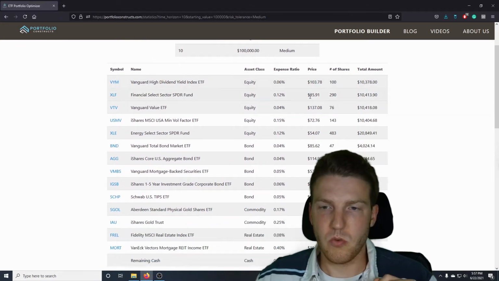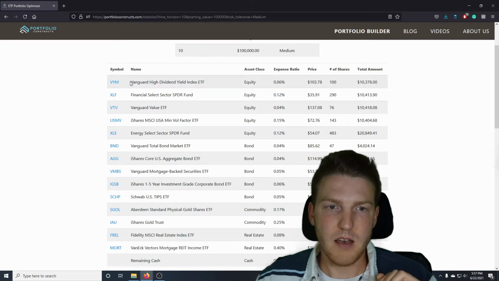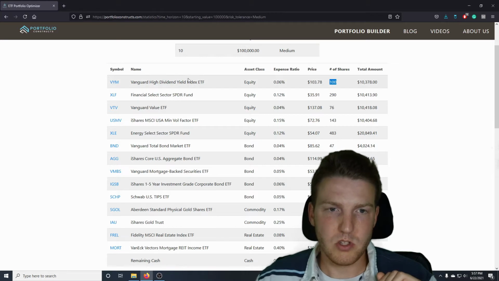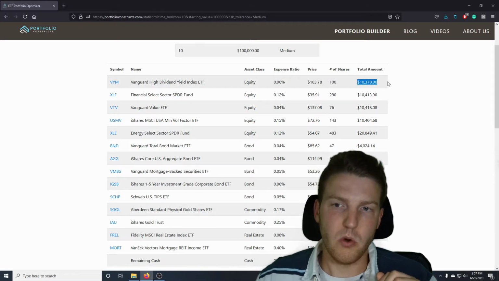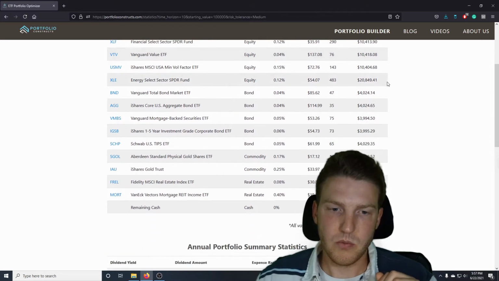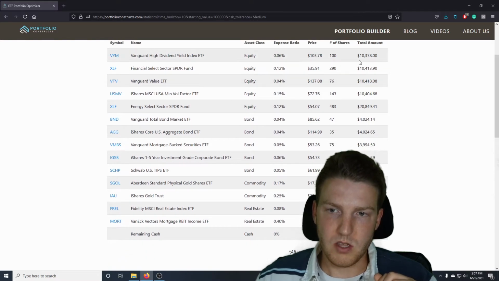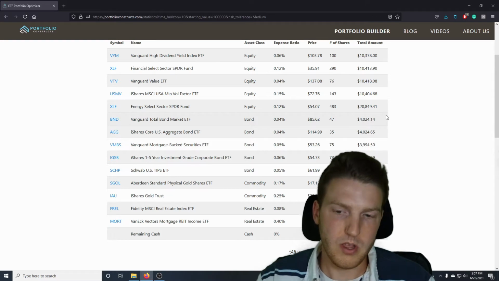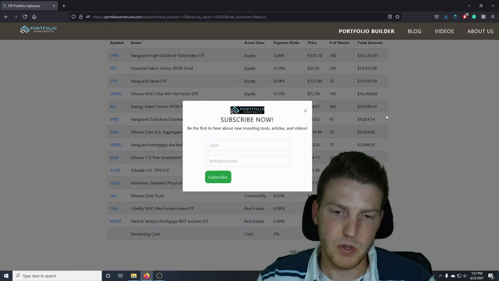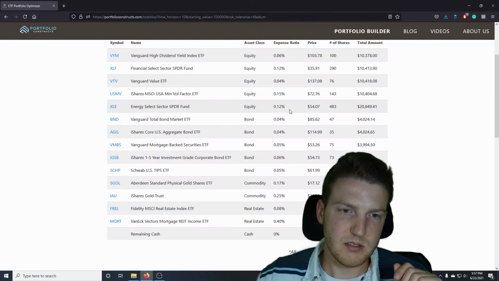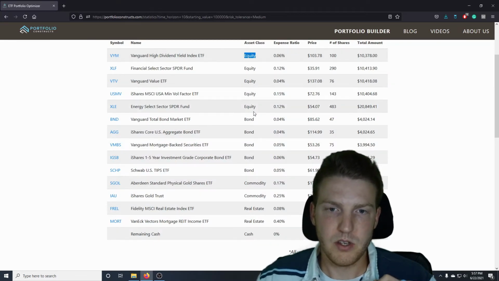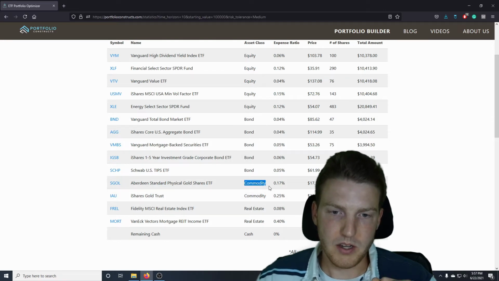And then it shows what is the recommended ETFs for them to put in this portfolio and the number of shares of each of these ETFs and the total amount into each ETF. So if we add up all of these values in the column to the right, we'll actually end up with the $100,000 that was originally stated to be put in there. You can see that the portfolio builder recommends a combination of equities, bonds, commodities, real estate, and cash.